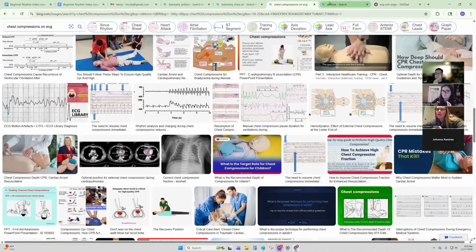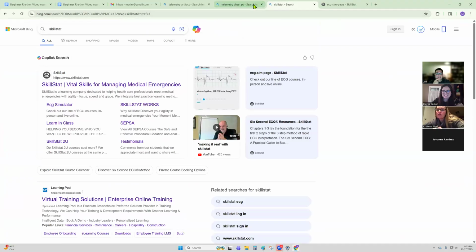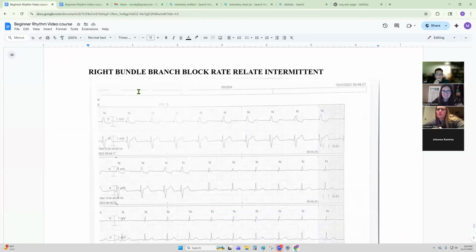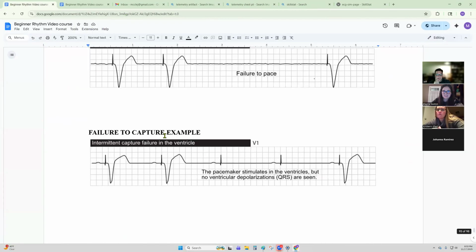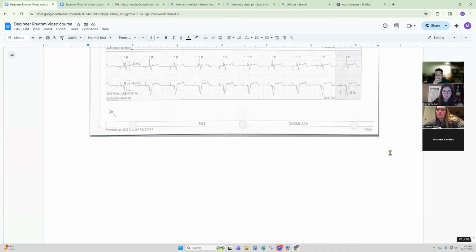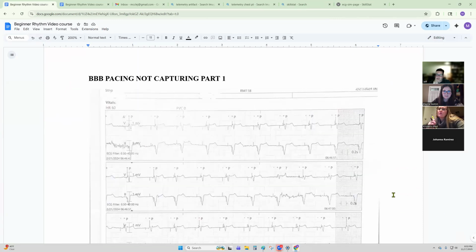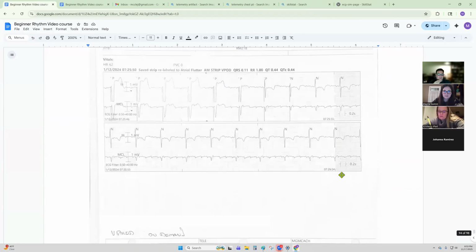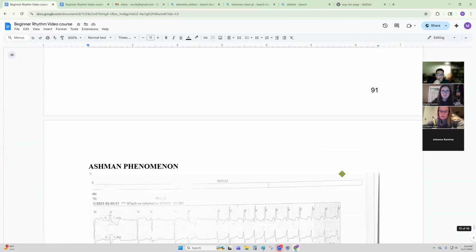And the shock. You can show the shock too. I actually have a picture of the shock someplace. So this one I think was internal defibrillator. If I can find it. I think it was after the torsades, wasn't it?